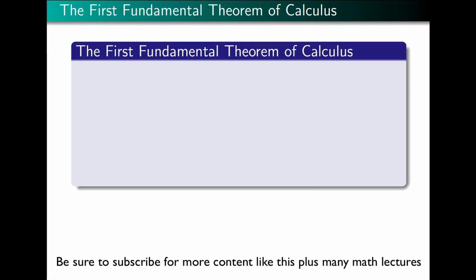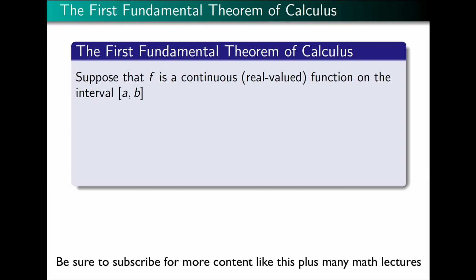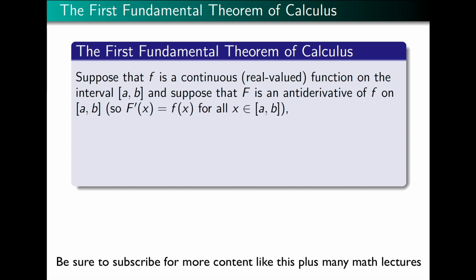So let's start by looking at the statement of the First Fundamental Theorem of Calculus. Suppose that little f is a continuous and real-valued function over the entire closed interval from a to b, where we assume here that a is less than b. Also suppose that capital F is an antiderivative of little f on the entire interval. In other words, capital F prime of x equals little f of x for all x in the entire interval from a to b. Then the conclusion is that the definite integral of little f of x from a to b can be found by computing capital F of b minus capital F of a.